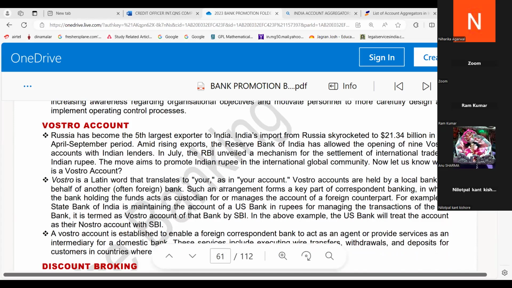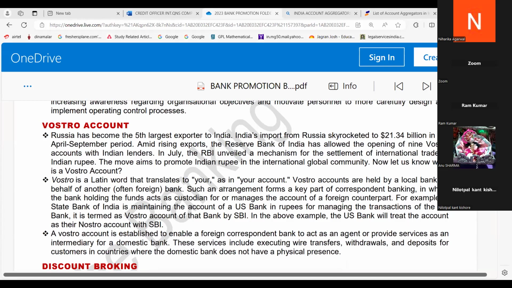Russia has become the fifth largest exporter to India. India's import from Russia skyrocketed to $21.34 billion in the April to September period. Amid rising exports, the RBI has allowed the opening of 9 Vostro accounts with Indian lenders. In July, the RBI unveiled the mechanism for settlement of international trade in Indian rupee. The move aims to promote Indian rupee in the international global community.